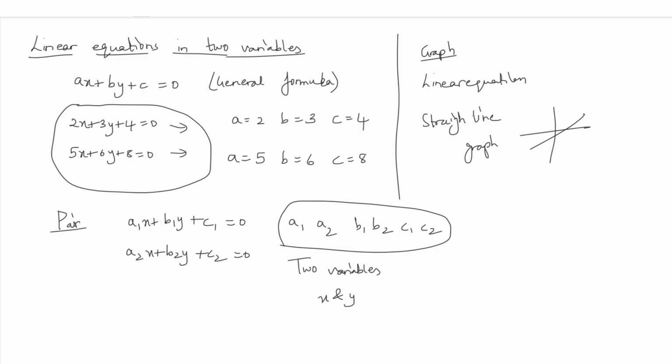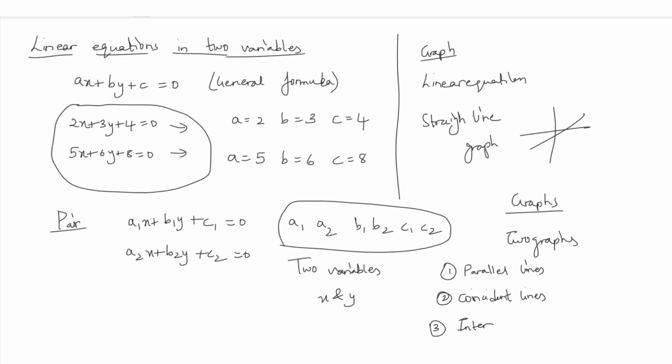If one equation can produce one graph, then two equations will produce two graphs. The two graphs can be of three types. One, parallel lines. Second is coincident. And third is intersecting. Graphs can be of three types. Parallel means they'll never meet. Coincident is one on the other, they'll always meet. And intersecting means they'll meet at one point.